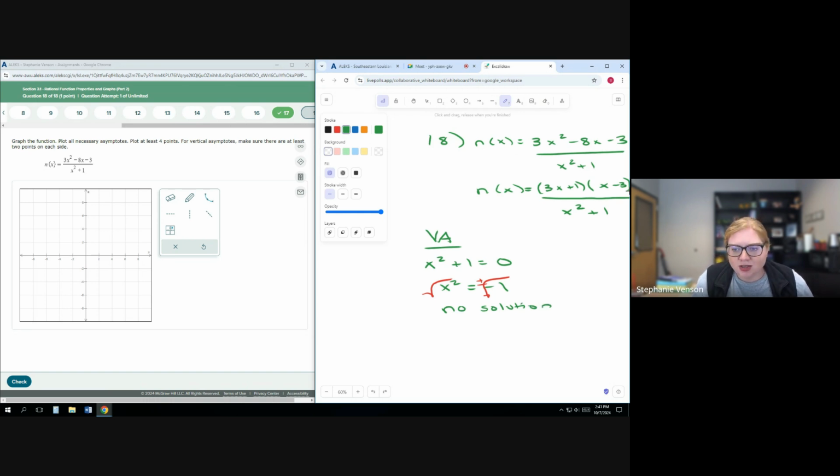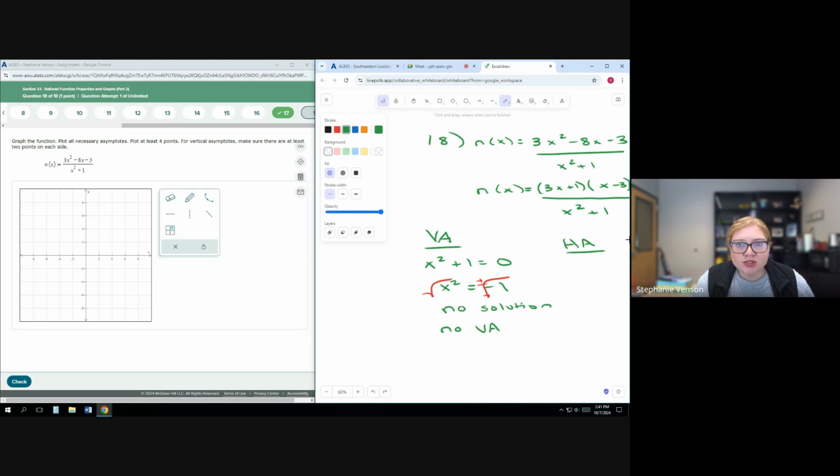So what does that tell us? It tells us that there is no vertical asymptote, which is interesting. We have no vertical asymptote to put on this graph, but I think we will have a horizontal asymptote. So let's go ahead and talk about that.